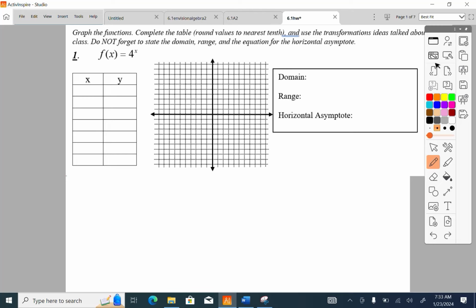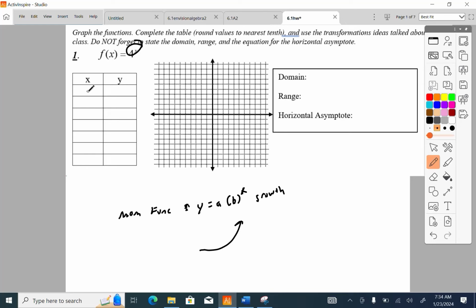We have 4 to the x. Your mom function is going to be y equals a times b to the x, and it is growth, because that's a 4, so it's going to look something like this. Now, there are no real transformations. There aren't any. I don't see any.